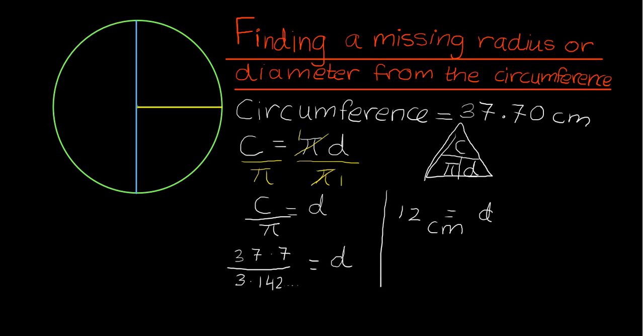And in the first case, we found a missing radius when the circumference was given. So your radius was 6 centimeters and the diameter was 12 centimeters.